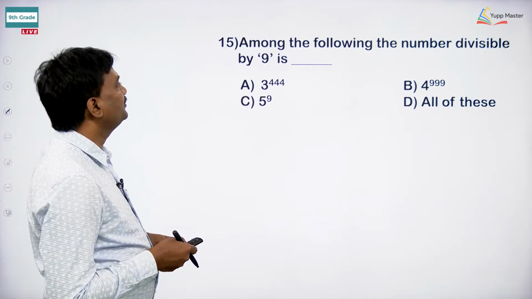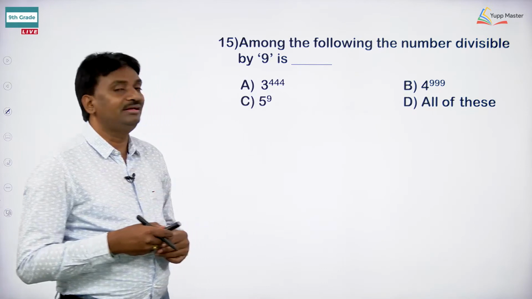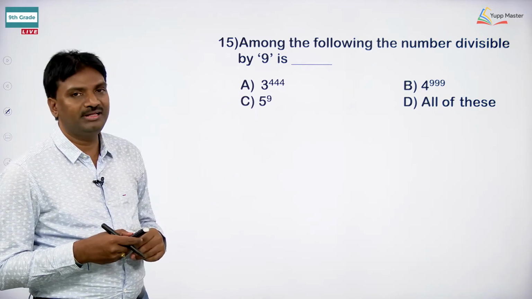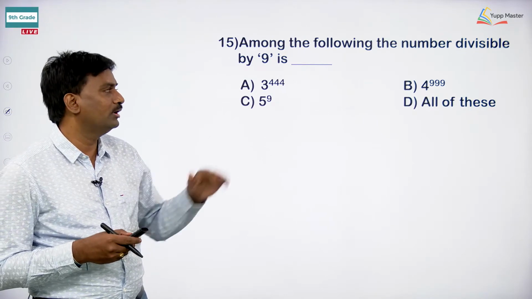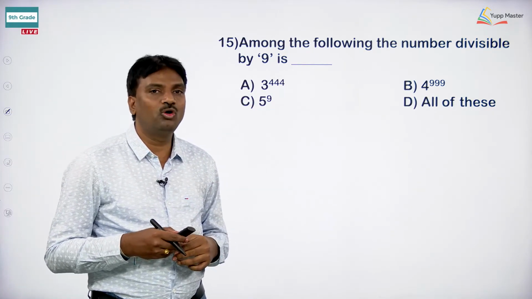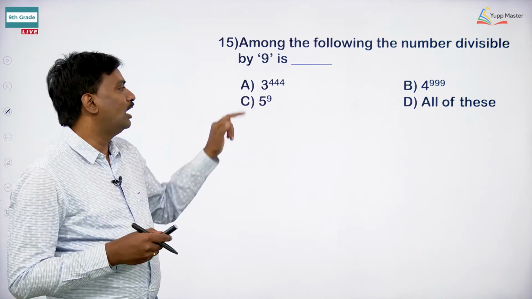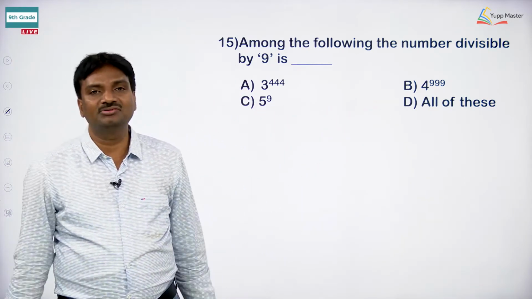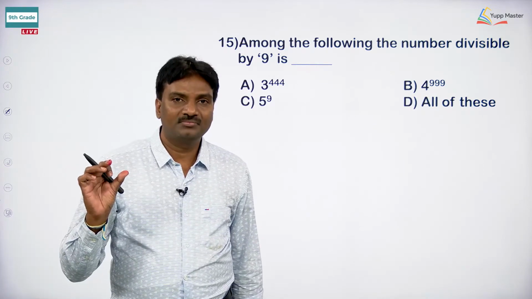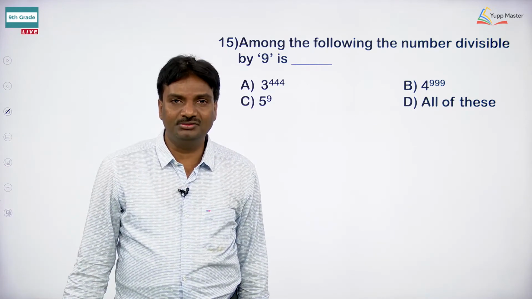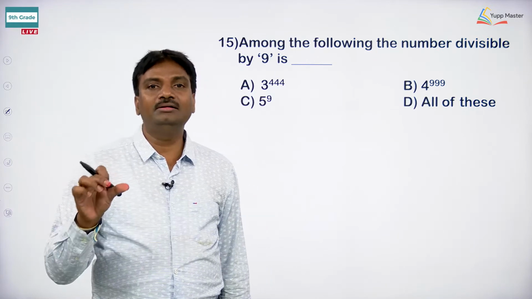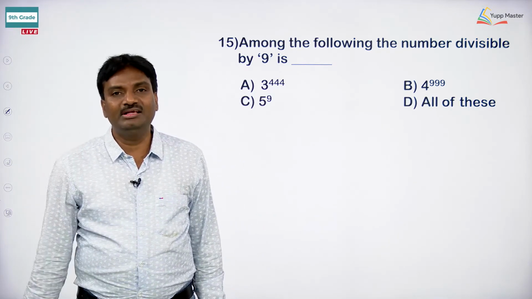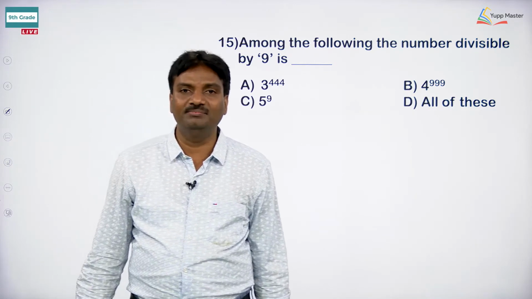Next, look at this problem. Among the following, the number divisible by 9. Here the options are: option A is 3^444, option B is 4^999, option C is 5^9, option D is all of these. The general divisibility rule of 9 is, if the sum of all digits of the given number is divisible by 9, then we can say the number is divisible by 9.